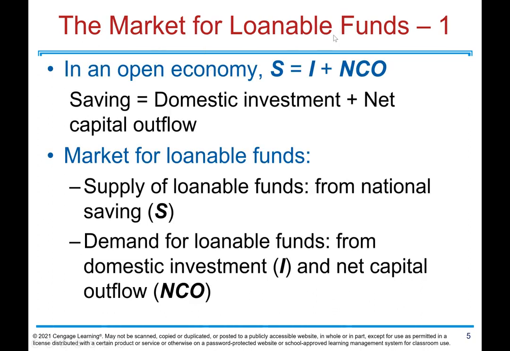The market for loanable funds. In an open economy, S for savings equals investment plus NCO. Savings equals domestic investment plus net capital outflow. Market for loanable funds: the supply of loanable funds is from national savings. Demand for loanable funds comes from domestic investment I and net capital outflow NCO.